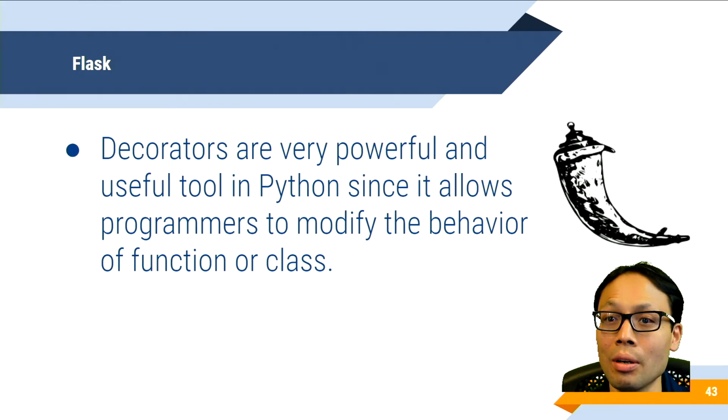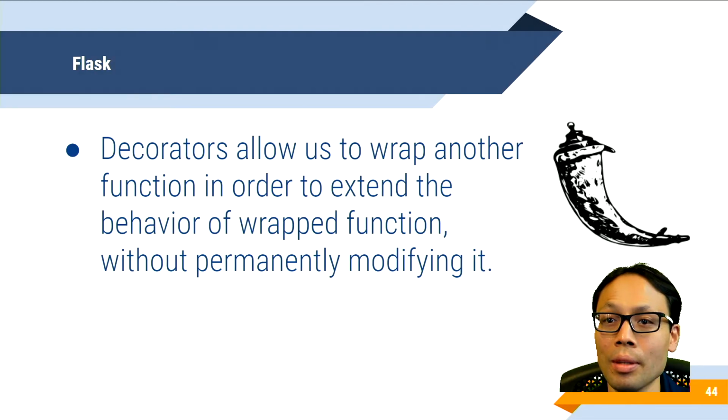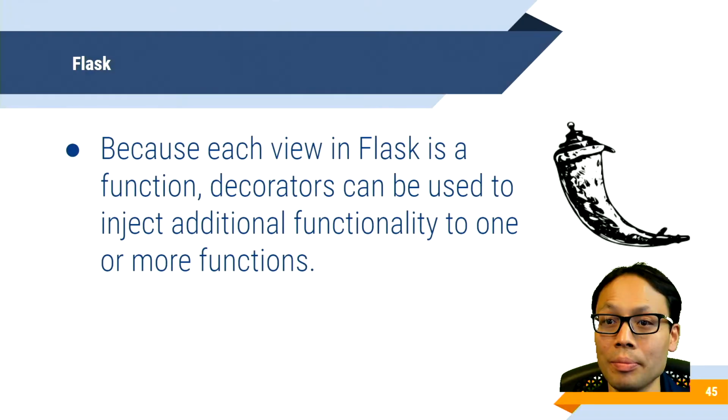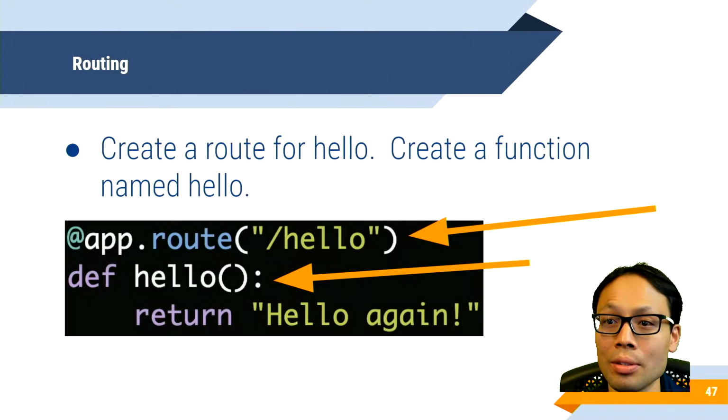Now decorators are very powerful and useful tools in Python because they allow programmers to modify the behavior of a function or class. Decorators allow us to wrap another function in order to extend the behavior of the wrapped function without permanently modifying it. Because each view in Flask is a function, decorators can be used to inject additional functionality to one or more functions. Python allows you to use decorators in a simple way with the @ symbol, sometimes called the pie syntax.